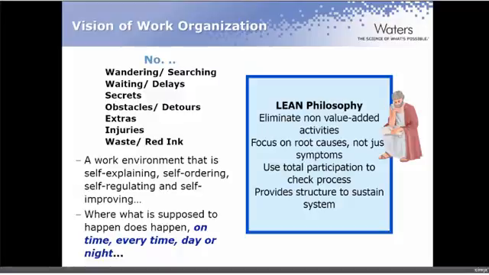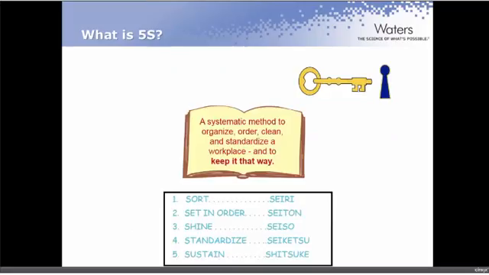If you look at what the philosophy of lean is focused on, it is reducing those wastes. What you're doing is eliminating the non-value added activities. You're going to focus on what those root causes are, not just the symptoms. And lean 5S provides a structure to sustain the system. From a work organization, you're looking to reduce wandering, searching, waiting, delays, secrets, obstacles, detours, extras, injuries, waste, and red ink. Ultimately, what you're trying to do is set up so that what is supposed to happen does happen on time, every time, day or night.